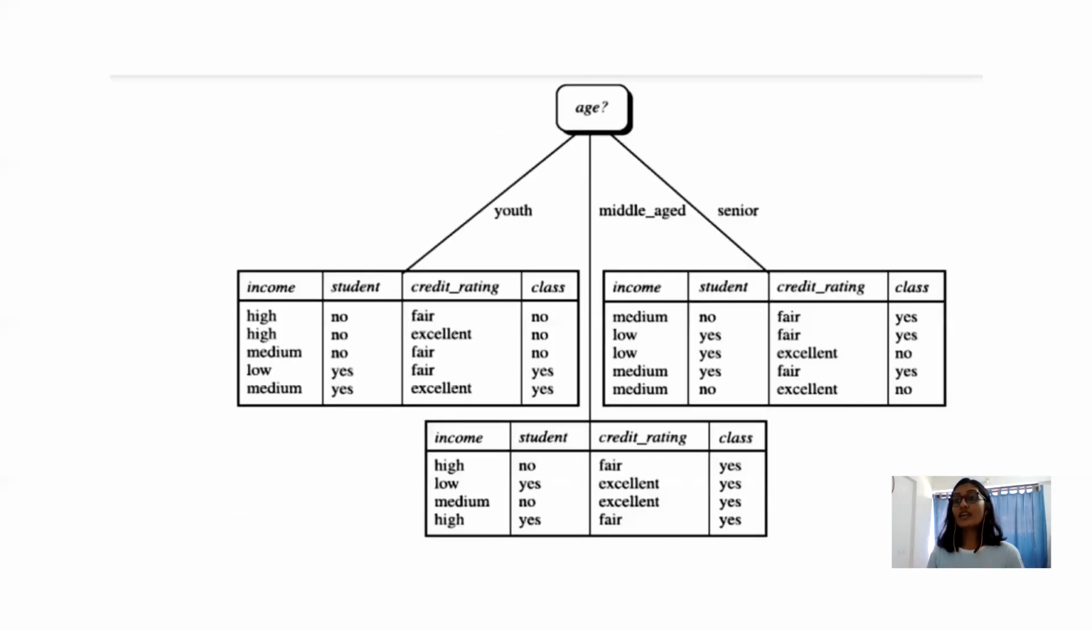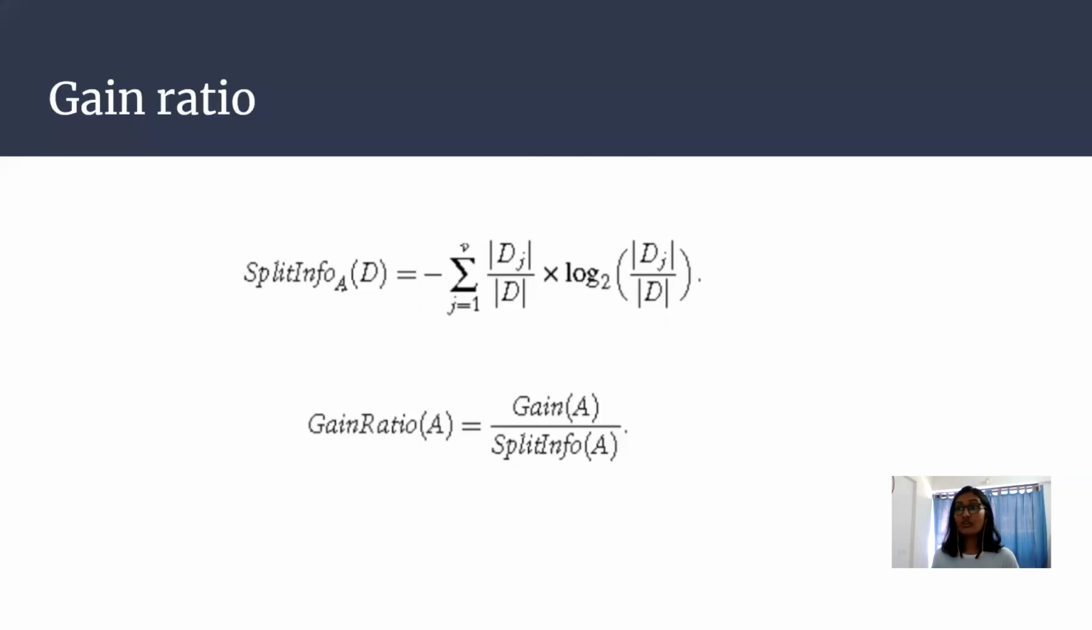So a split on product ID would result in a large number of partitions, each one containing just one tuple, because each partition is pure. The information required to classify set D based on the partitioning would be equal to 0. Therefore, the information gain by partitioning on this attribute is maximal. Clearly, such a partitioning is useless, and that is how we come to our next topic, which is gain ratio, also known as the C4.5 decision tree.